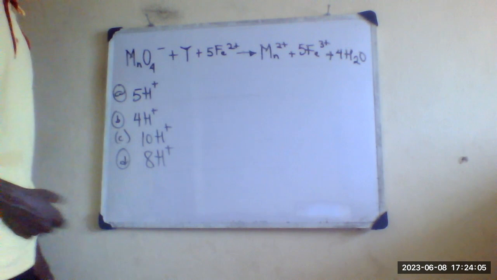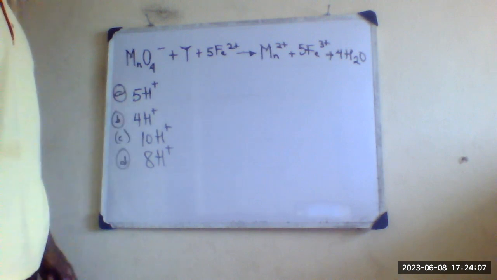Okay, we are left with 4 minutes, so quickly. The value of Y here, if you check, this Y is talking about the hydrogen ion. So if you check here, 4 times 2 will give me 8. So your Y is simply 8 hydrogen ions. That's the value of Y. So option D is the answer.